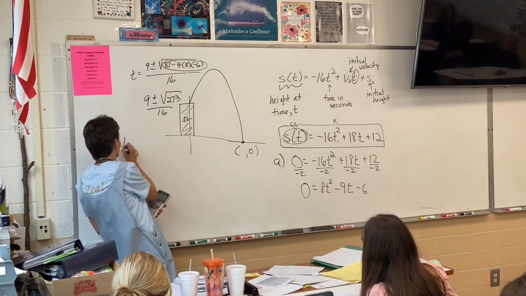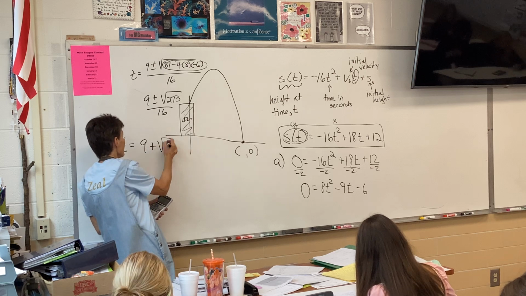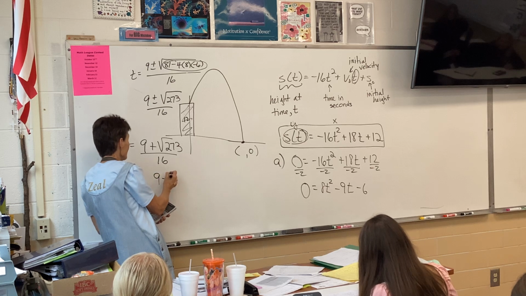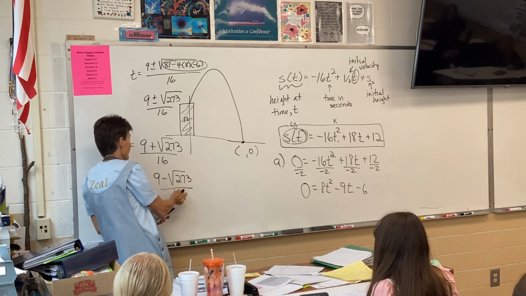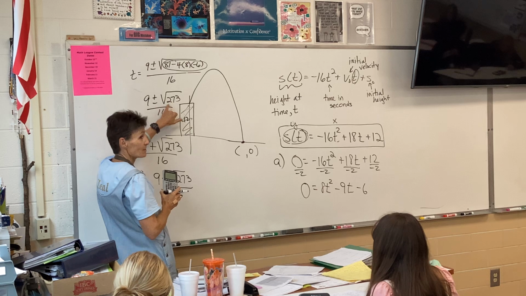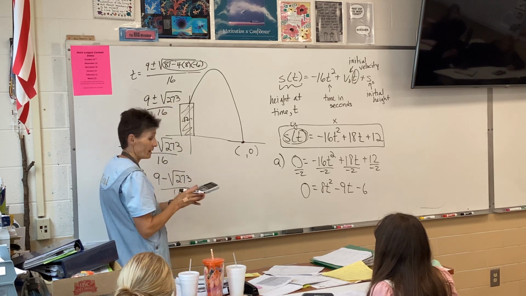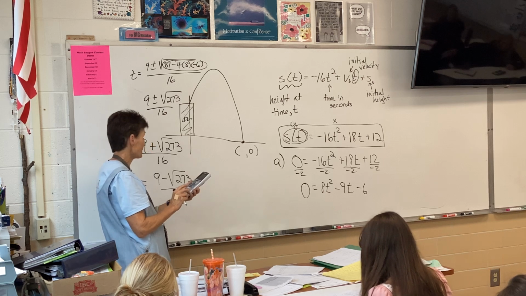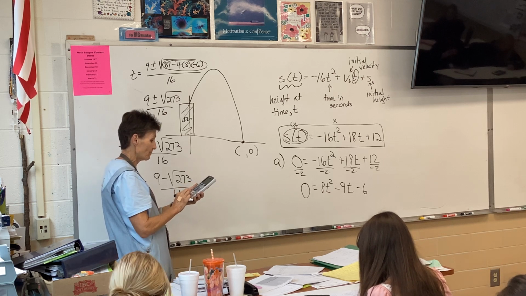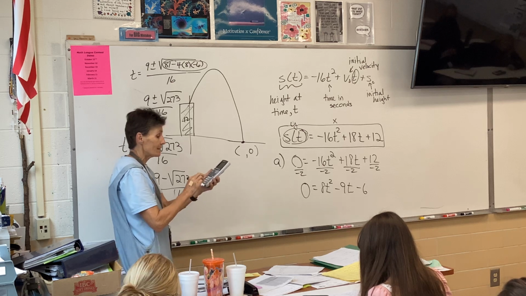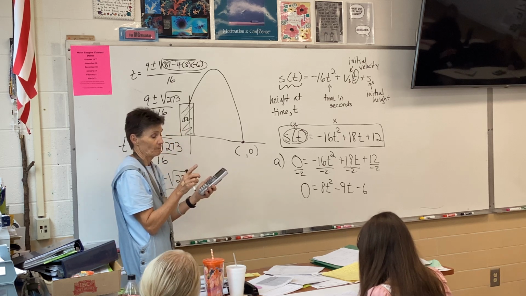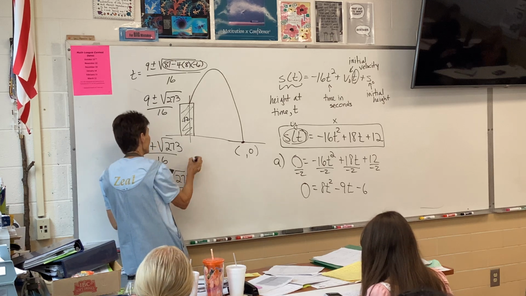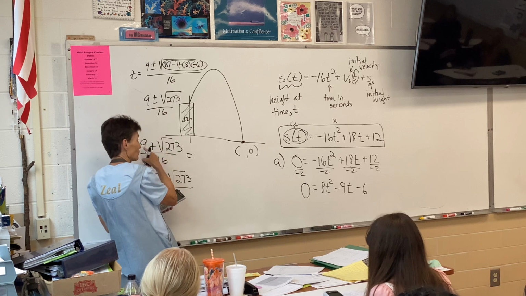All right, let's figure it out. T is gonna be 9 plus the square root of 273 over 16, or it's gonna be 9 minus the square root of 273 over 16. Does everybody recognize 2 answers there? All right, let's type them in. Be careful. 9 plus the square root of 273 equals divided by 16.